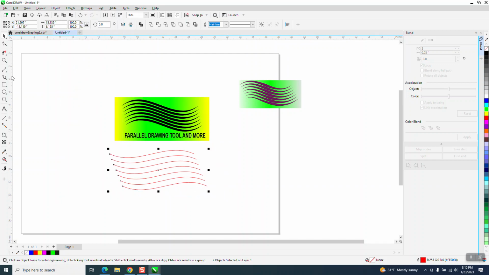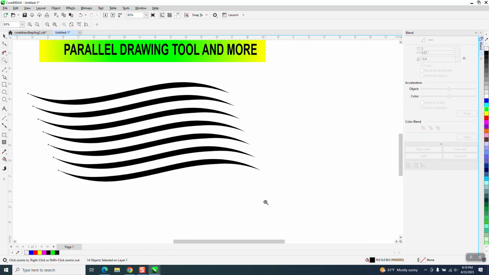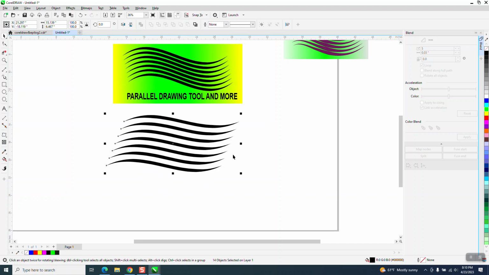Then you could select them all and take your Artistic Media tool and just select one of your lines and, of course, bump it up. And there you have the exact same scenario, maybe easier. Of course, I did it backwards, but you can always flip it. And I don't have as much curve on this one as I did on the previous one.